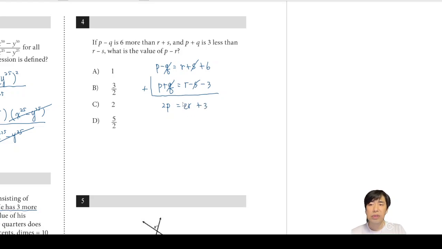It's asking for p minus r, so move this over here. So 2p minus 2r is 3. Factor out 2: 2 times p minus r is 3. So p minus r is 3 over 2. So the answer is B.